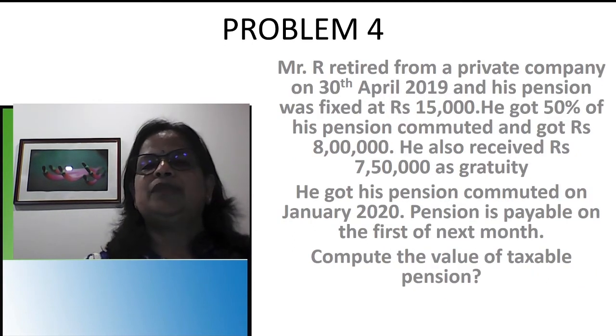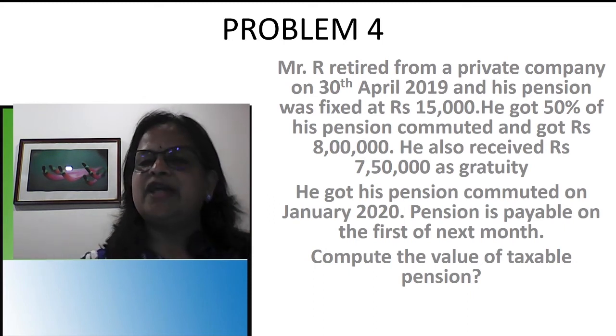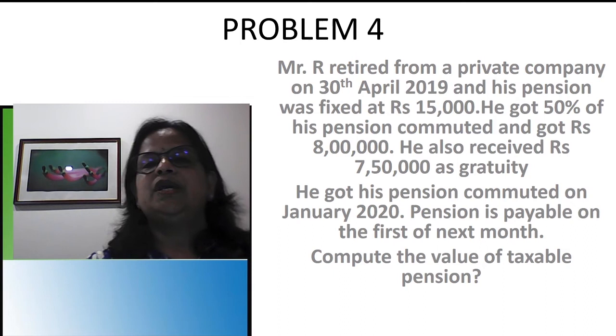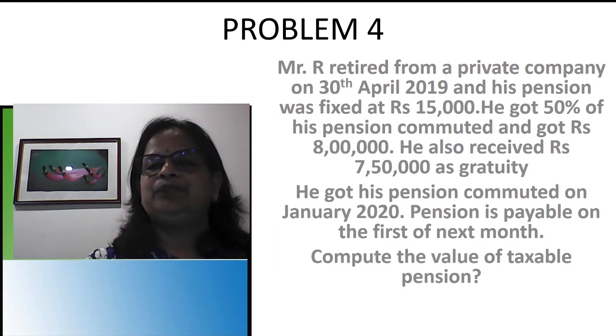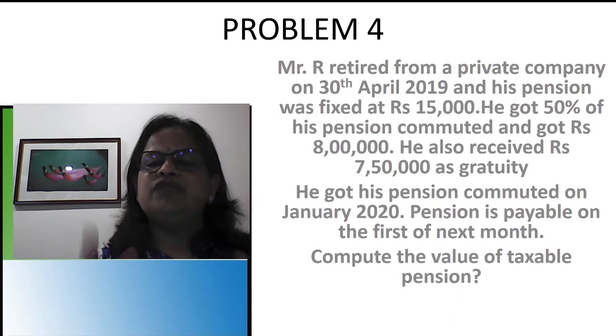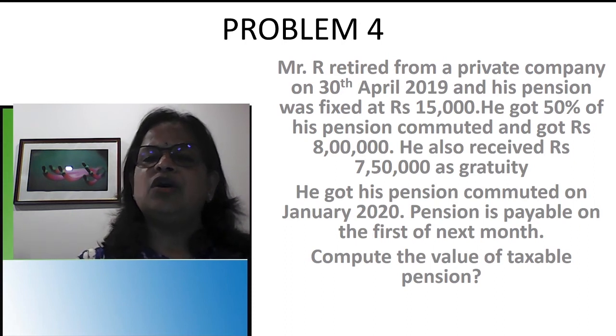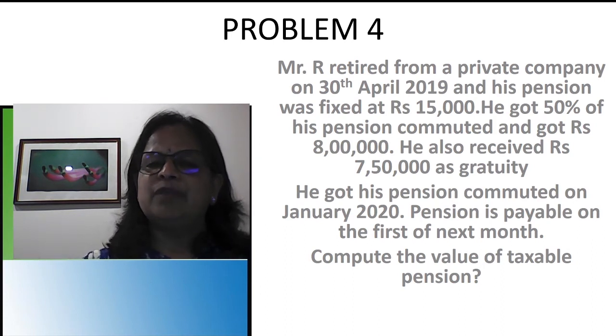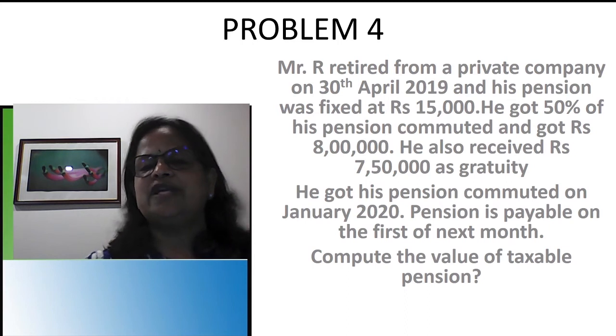Now, fourth problem. Now I am bringing one more adjustment: when he is receiving gratuity, and when he is not receiving gratuity. K retired from a private company on 30th April 2019, and his pension was fixed at 15,000. He got 50% of his pension commuted and got 8 lakhs. He also received rupees 7,50,000 as gratuity. He got his pension commuted in January 2020. Pension is payable on the 1st of next month. Compute the value of taxable pension.